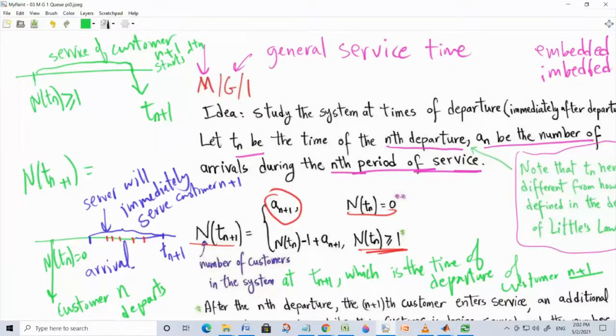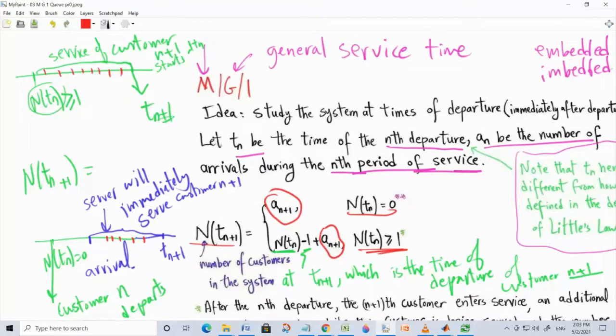Now, what is the number of customers immediately after the departure of customer n+1? After the departure of customer n, there were N(T_n) customers. One of them will immediately be served and will leave the system at T_{n+1}. So that's the minus one here. Is this the whole story? No, because there is an arrival process, and so we may have arrivals also during the service time of customer n+1. So also we will have A_{n+1}.